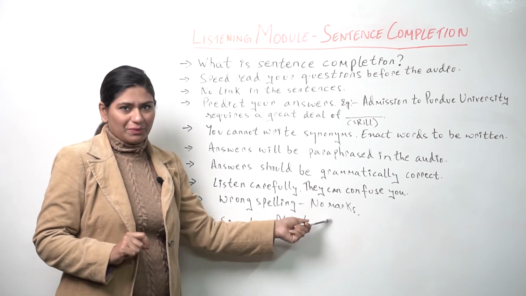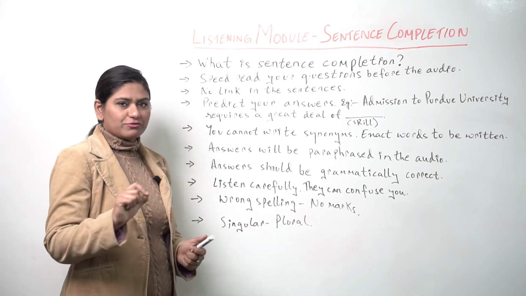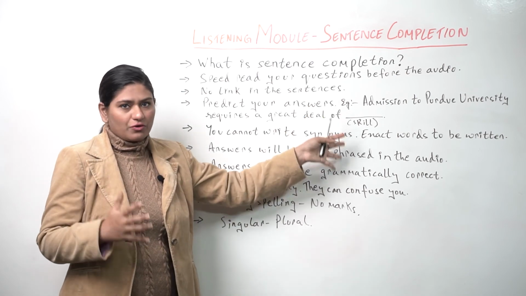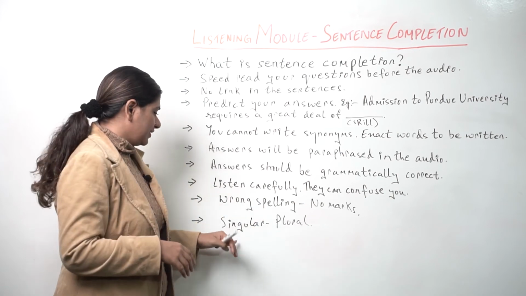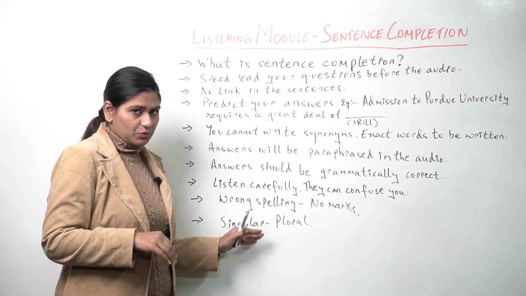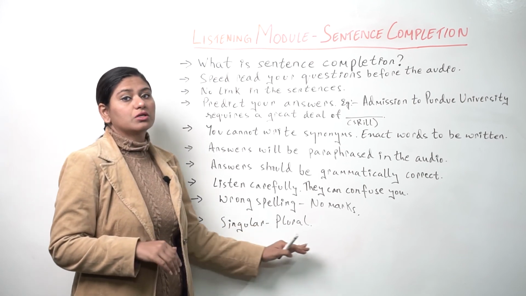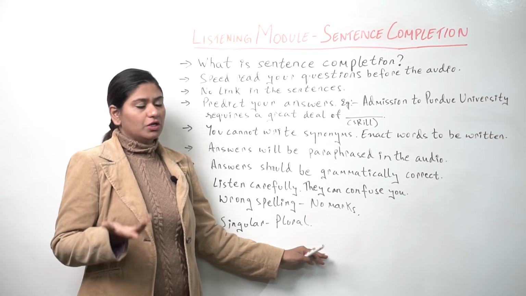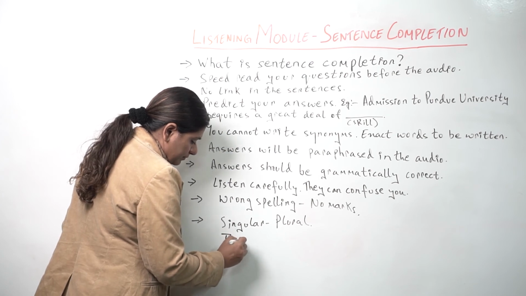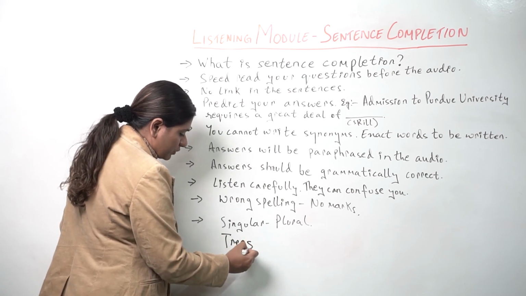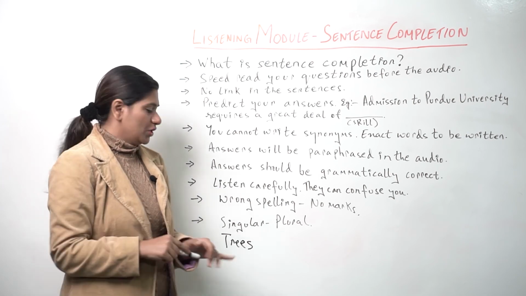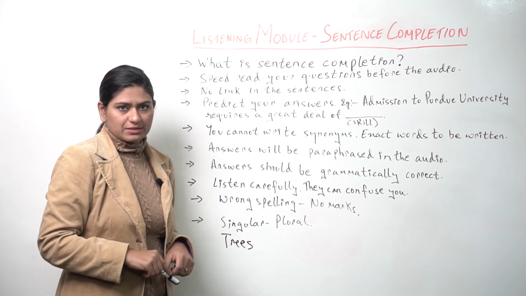Wrong spellings, no marks. So spellings you have to be really good at. If your answer is correct, but you give a wrong spelling, no marks. Singular, plural, again very important. If your answer is supposed to be singular, but you mention a plural answer, it's wrong. For example, let's say the answer was tree, but by mistake you have put an S here. So the tree becomes trees and the answer is wrong. So no marks even for this answer.